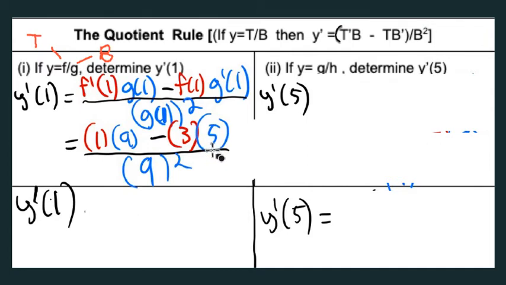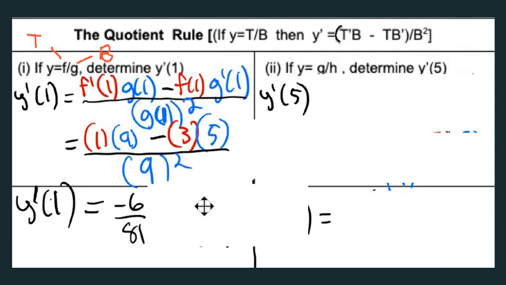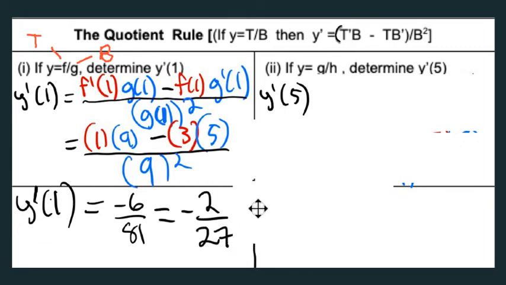Now I just simplify. 1 times 9 is 9, 3 times 5 is 15. I wouldn't do 9 times 15, I'd do 15 minus 9. That's 6, but I know the answer is going to be negative. So it's negative 6 divided by 9 squared, which is 81, and that reduces to negative 2/27.